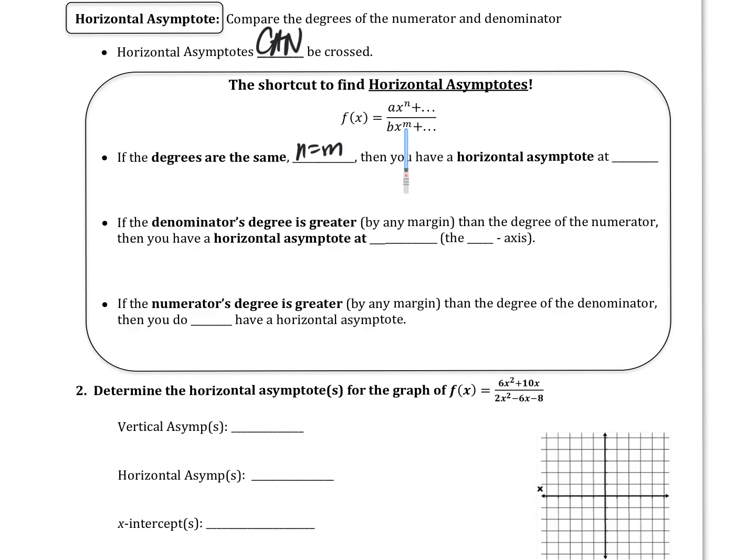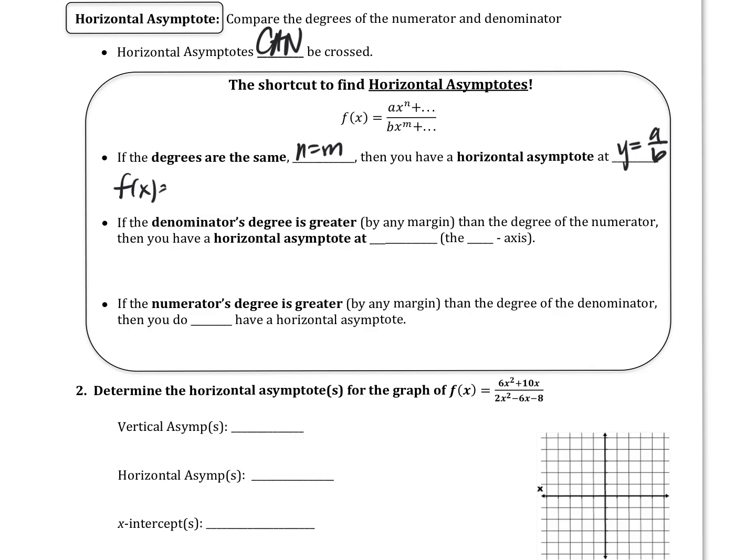So if the degrees are the same, you have a horizontal asymptote at what over what from this example, do you think? It is A over B. You guys are my textbooky people. If I were a student, I wouldn't have gotten this. And here's the example that would have helped me.